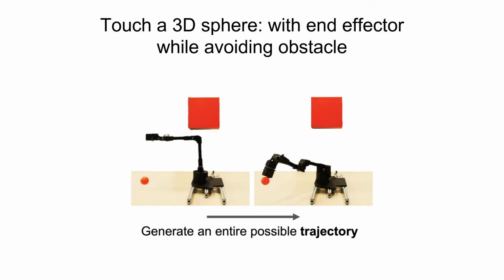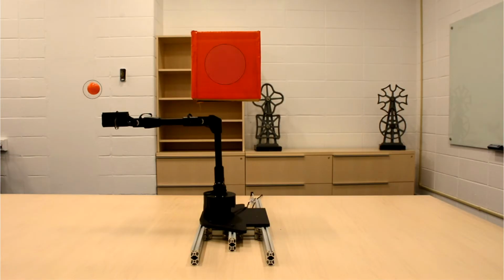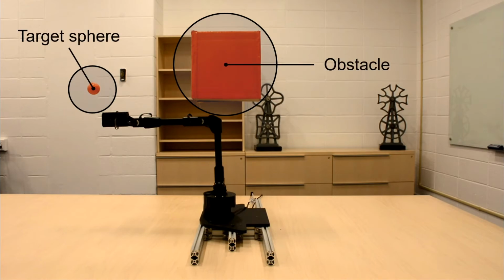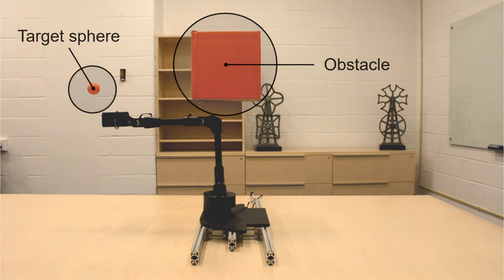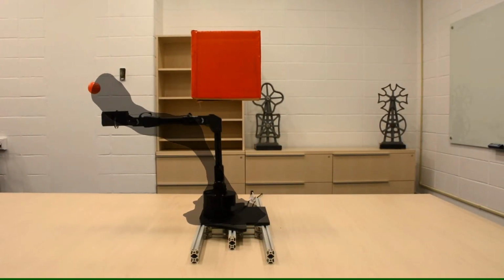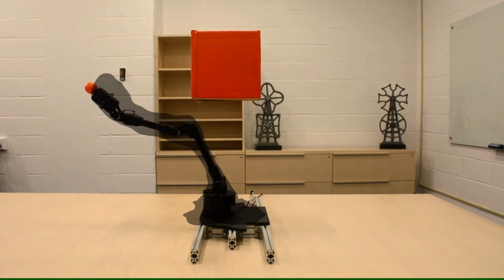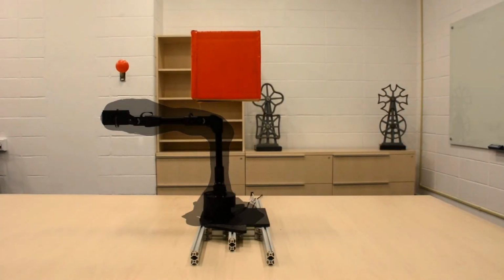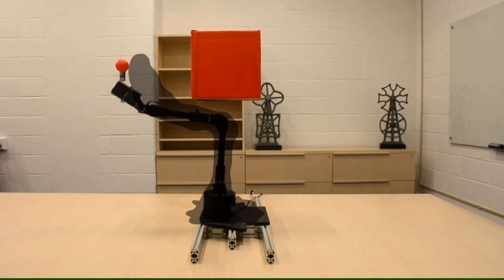For the third task, we can combine our visual self-model with existing motion planners in a plug-and-play manner. Here, we task the self-model to generate an entire safe trajectory to touch the sphere with its end-effector link without colliding with the red obstacle. The robot spent about 7 seconds on a single GPU to generate the entire plan. Overall, our robot achieves 97% success rate on this task.